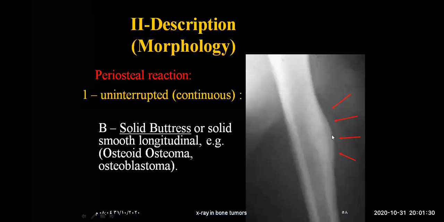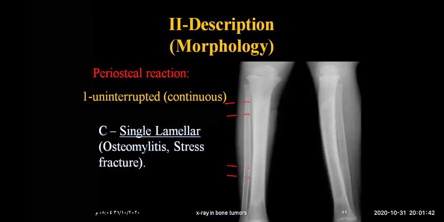This is a continuous one. It is due to laying down of new bone, and this is a solid periosteal reaction. Okay. This is another example.